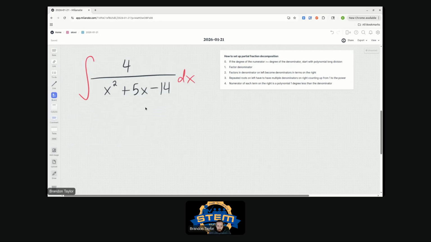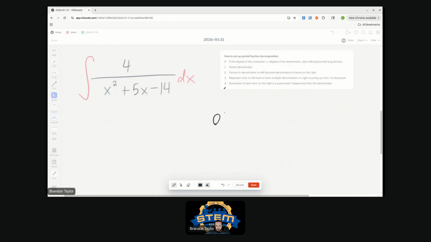So here, let's just do rule 0. What's rule 0? If the degree of the numerator is greater than or equal to the degree of the denominator, start with polynomial long division. Here, it's not. So we just don't do anything. Rule number 1, factor the denominator on the left, which is all we have here.